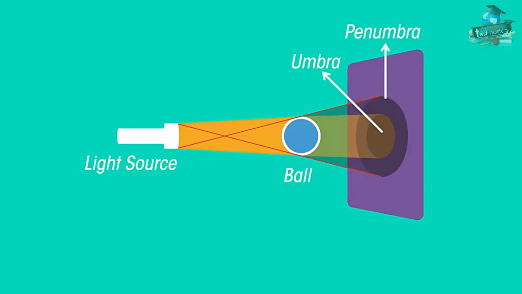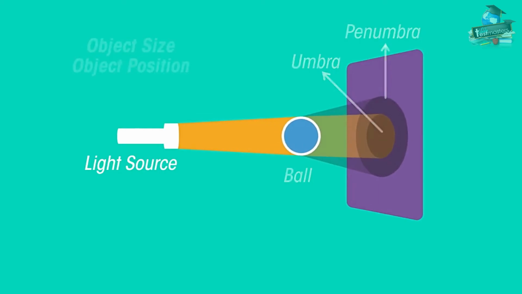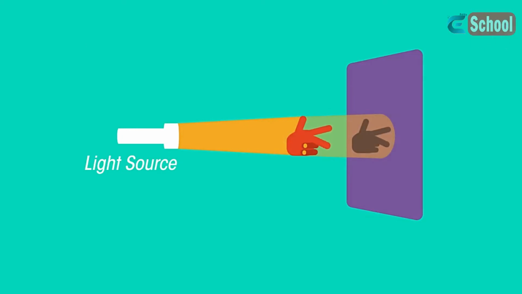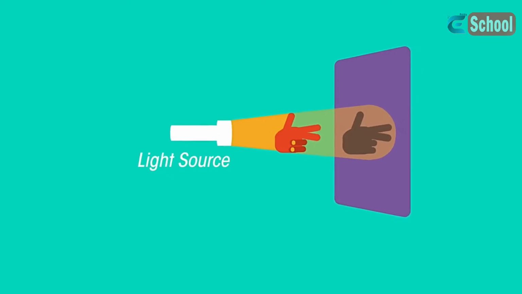The size of the umbra and penumbra depend on the size of the object, and also the position of the object relative to the light source. Think of shadow puppets. If the light is closer to your hands, the shadow becomes bigger.